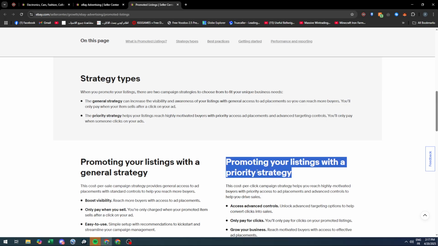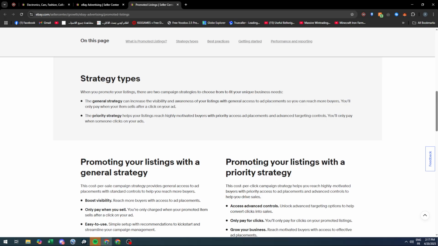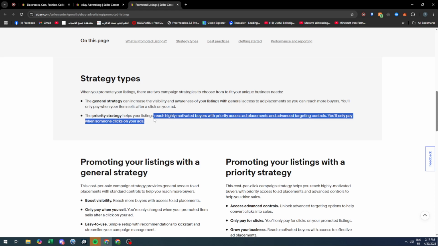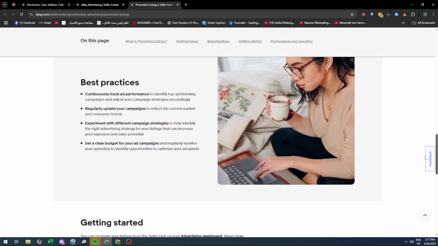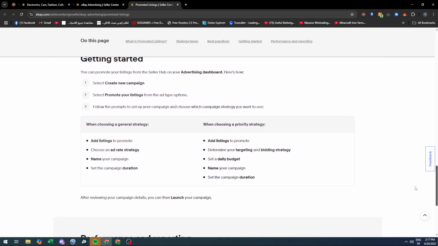The priority strategy is going to be by bidding against other people, against other sellers. But the general strategy is basically you paying a fixed amount of money, and you will be getting into people's pages, and this will boost your visibility.